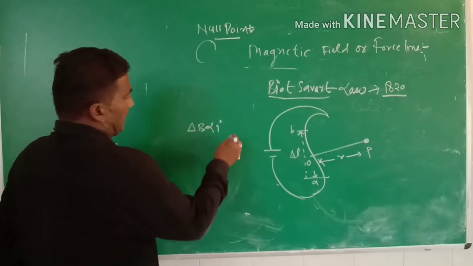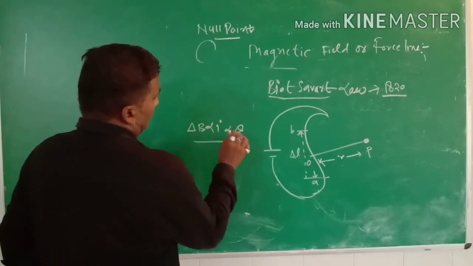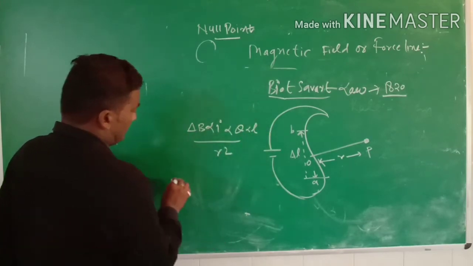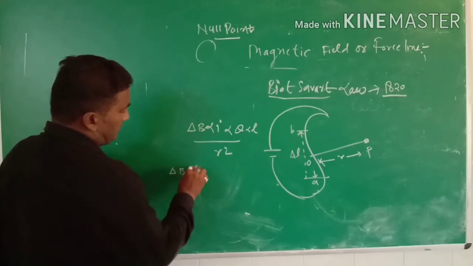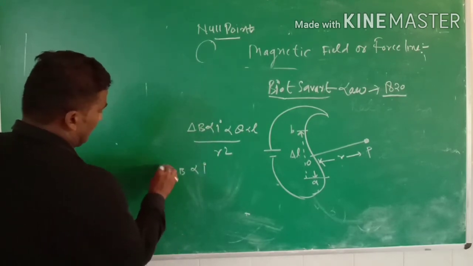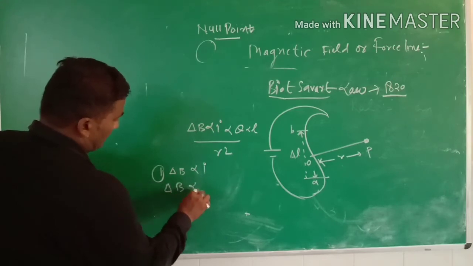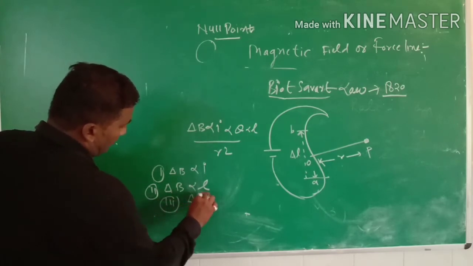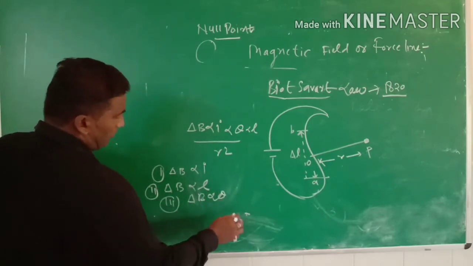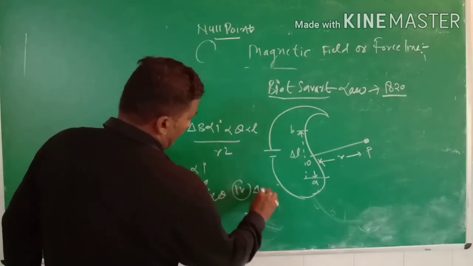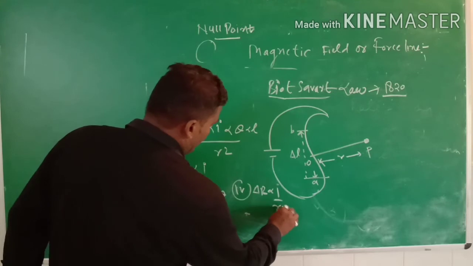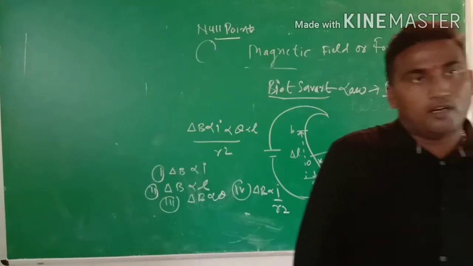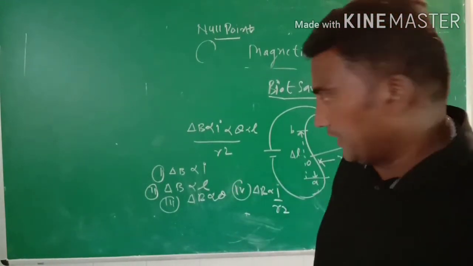When any current carrying conductor is placed in the magnetic field, the applied magnetic field is directly proportional to current, angle, length, and inversely proportional to the square of the distance. It is also represented that delta B is directly proportional to I. Second, delta B is directly proportional to length. Third, delta B is directly proportional to angle. And fourth, delta B is inversely proportional to the distance of the point from the midpoint of the given current carrying conductor.